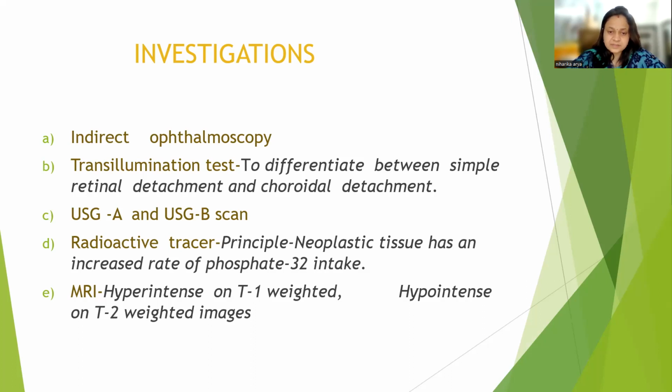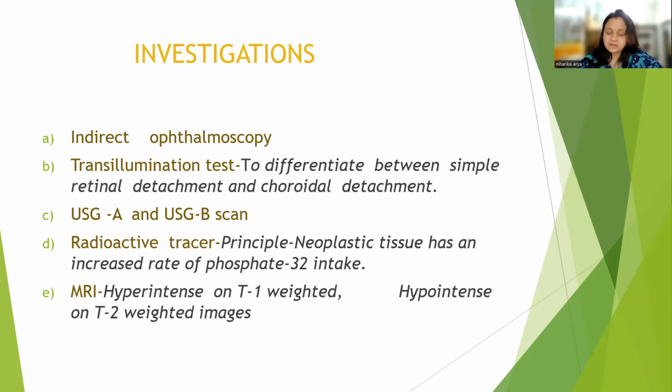Then radioactive tracer, the principle of which is that neoplastic tissues have an increased rate of phosphate 32 intake. In MRI, there is hyperintensity on T1 weighted and hypointensity on T2 weighted images. So these are a few of the investigations. The first is indirect ophthalmoscopy to see the fundus, and second is the transillumination test, in which we differentiate between simple retinal detachment and choroidal detachment.